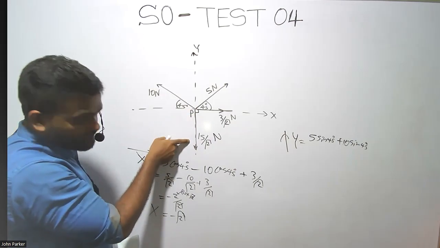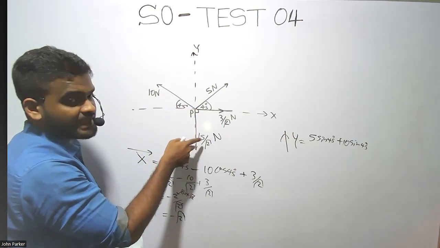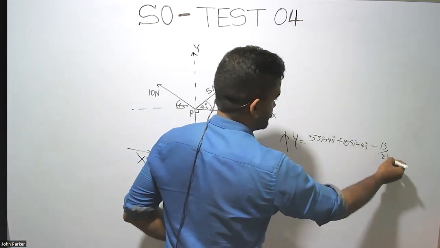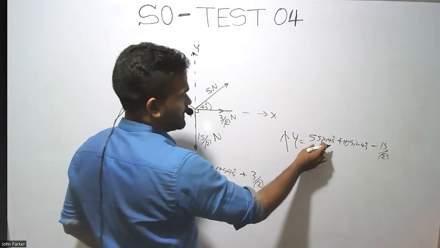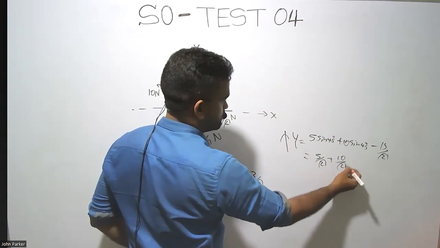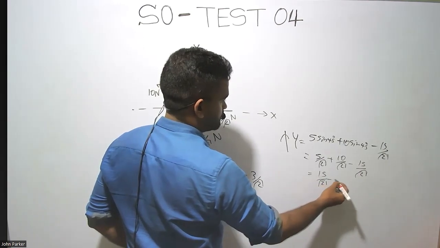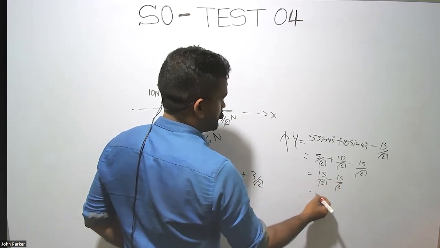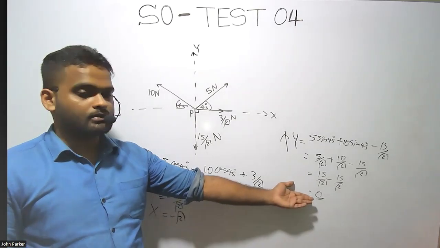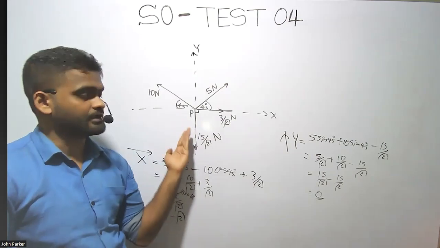Then this vector is to the opposite side, meaning you have to add it as a negative: minus 15 over root 2, right? So when you add these, 5 over root 2 plus 10 over root 2 minus 15 over root 2, this is 15 over root 2 minus 15 over root 2, which is 0. See that? So we don't have a y component, it reduces to 0 in the y direction.